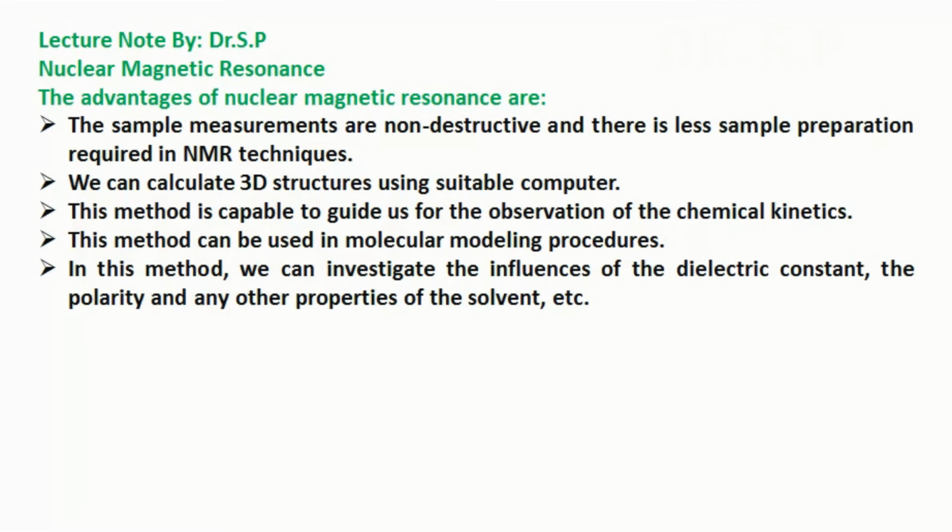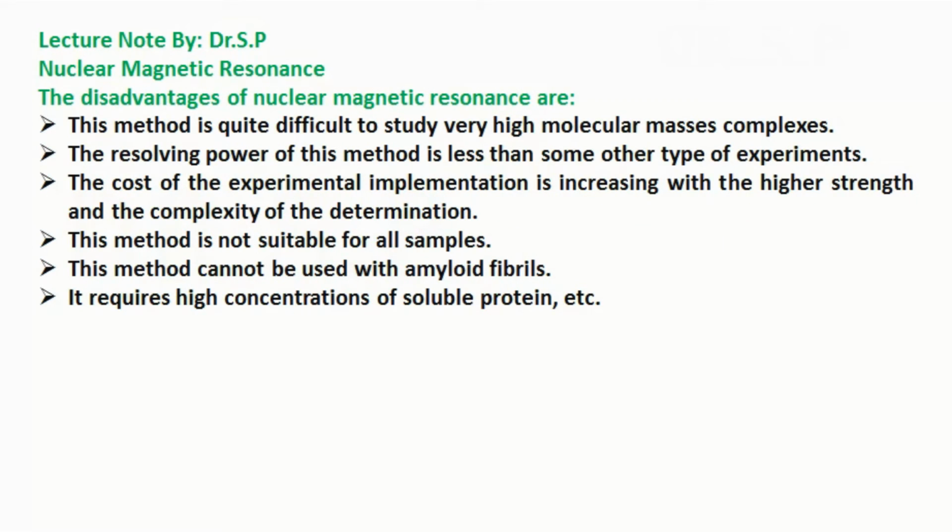The disadvantages of nuclear magnetic resonance are: this method is quite difficult to use for studying very high molecular mass complexes. The resolving power of this method is less than some other types of experiments. The cost of experimental implementation increases with the higher strength and the complexity of the determination. This method is not suitable for all samples. This method cannot be used with amyloid fibrils. And it requires high concentrations of soluble protein, etc.